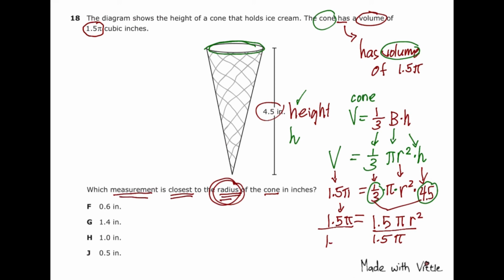Divide also by 1.5 pi. So this one cancels out. The r squared is now alone. 1.5 pi divided by 1.5 pi is just 1. If you get the square root, the r will still be 1. Square root of 1 is 1. So the answer, the radius is 1.